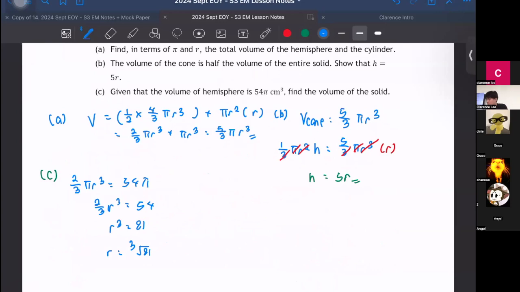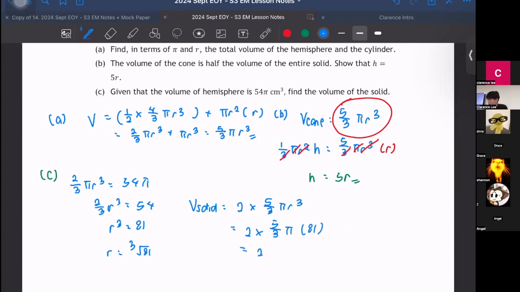Don't need to evaluate. You want to find the volume of the whole solid. The question told you that the volume of the cone is half the volume of the entire solid. And the volume of cone is over here. So therefore, to find the volume of the entire solid, it will be 2 times 5/3 pi r cubed. And you already know the value of r cubed to be 81. So from here, you will get 270 pi, which evaluates into 848 cm cubed to 3 significant figures.